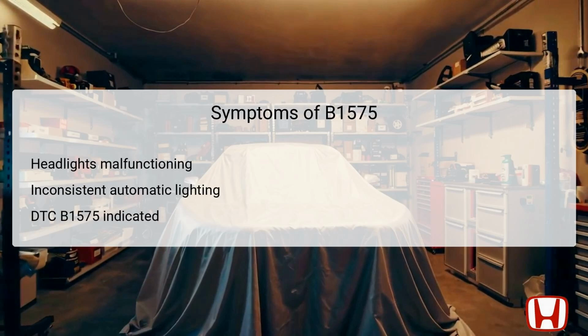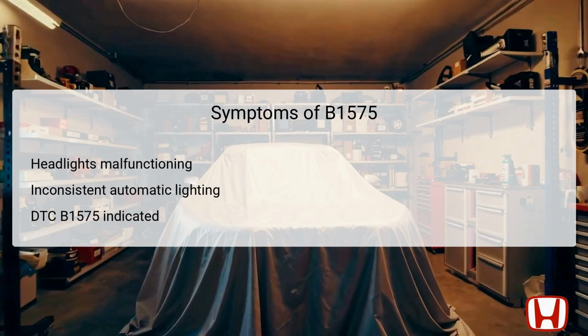When DTC B1575 is present, several symptoms can manifest, primarily revolving around the vehicle's lighting system. Drivers may notice that the headlights do not activate automatically when expected, indicating inconsistent automatic lighting functionality. Additionally, manual control of the headlights may be required if the automatic setup fails. In some scenarios, the vehicle might display the DTC code B1575 on the Honda Diagnostics System, HDS, when the ignition is turned on, confirming that there is indeed a malfunction.